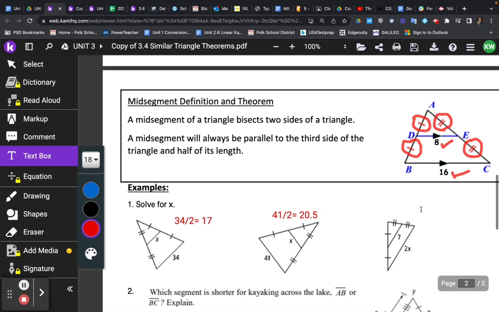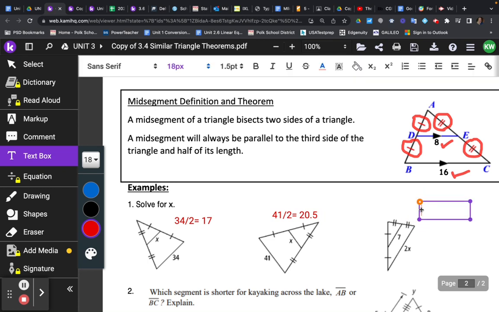So the larger one is definitely 2x. And I can set that equal to 7 plus 7, or in this case, 14. And what do I do? I'm going to divide both sides by 2. We're going to divide by 2 on both sides. And we're kind of right back where we started. X will equal 7.